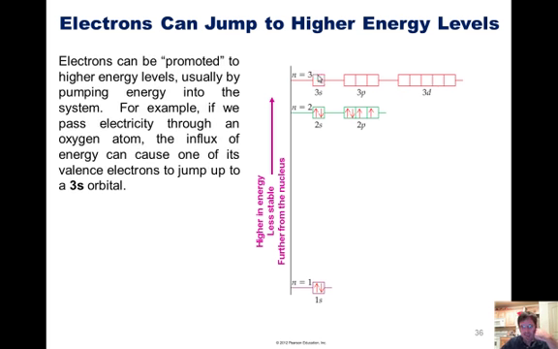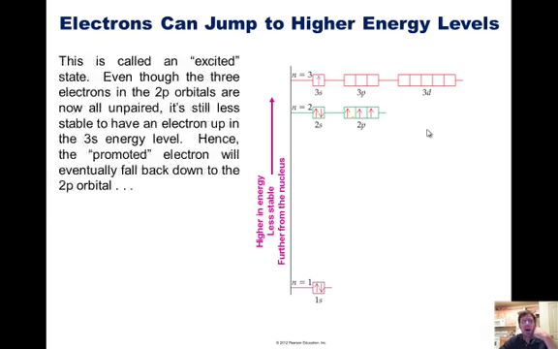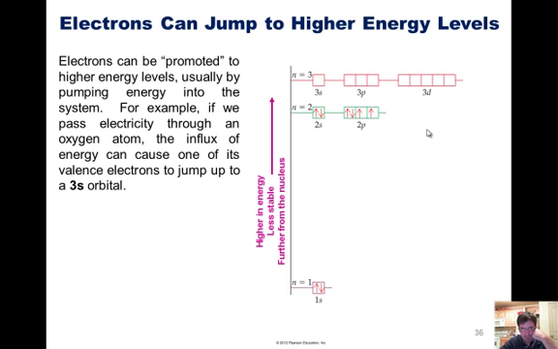We'll go back. So here is oxygen's ground state. We have all of these electrons in the 2p orbital, but if I pump some energy into oxygen, one of those electrons will go unpaired up to the 3s orbital. Let's go back and forth and watch it happen.